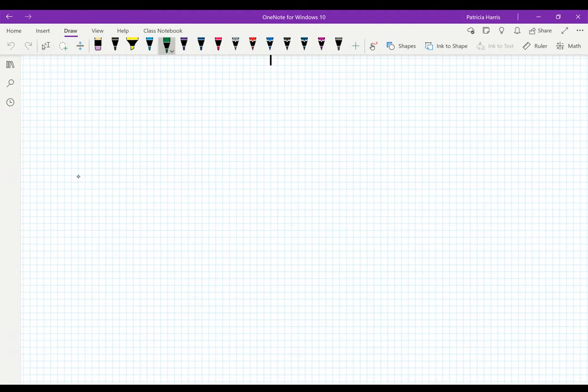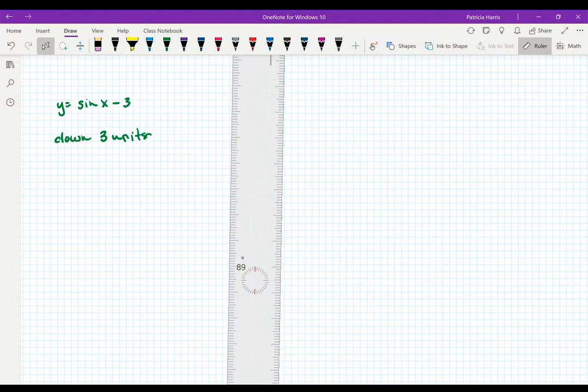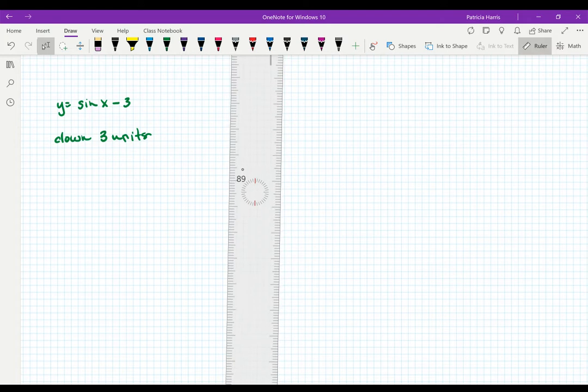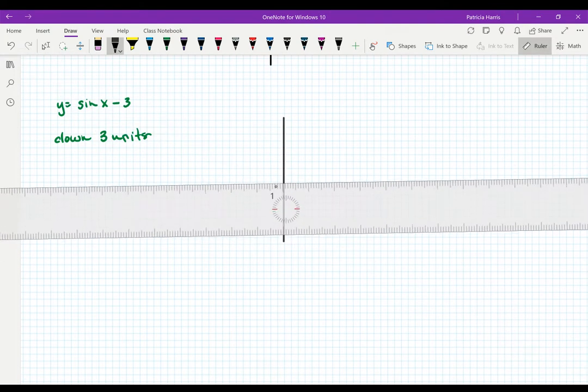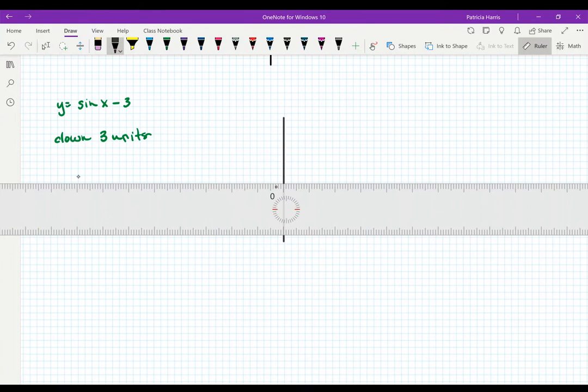So let's start out with y equals sine x minus 3. Okay, this would tell me that I'm going to move my graph down 3 units. Okay, so I'm going to start with drawing a lovely XY axis. And again, I'm going to draw 2 cycles of sine.